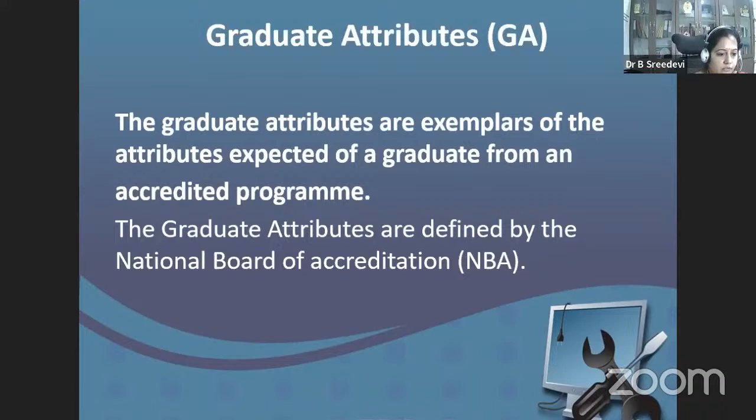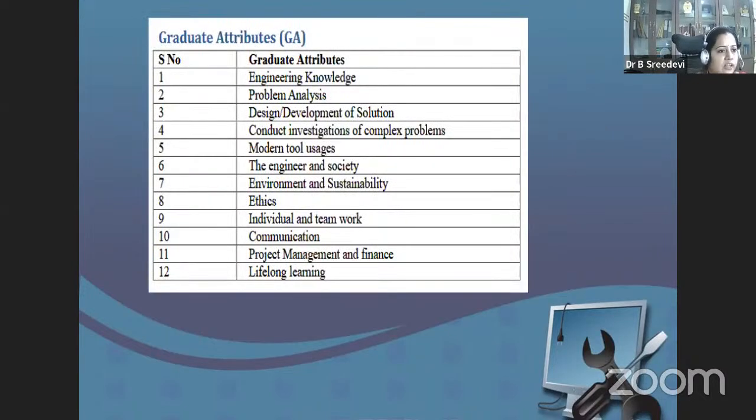Attributes, whenever I say, I can call them fields or features. They are features which define how a graduate comes out from a program. So graduate attributes are defined by the National Board of Accreditation. This National Board of Accreditation is an accrediting body, and it gives accreditation for a particular program in a college. It is not for the college, it is for a particular program in the college. Say BE computer science should get accredited separately, BE mechanical should get accredited separately, BE civil should get accredited separately.